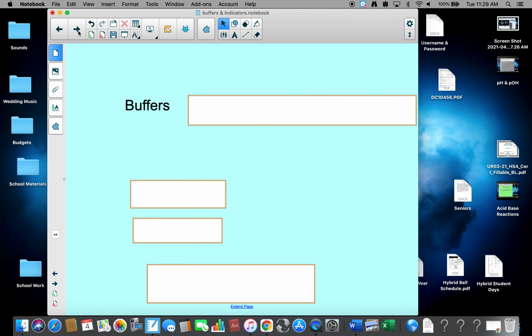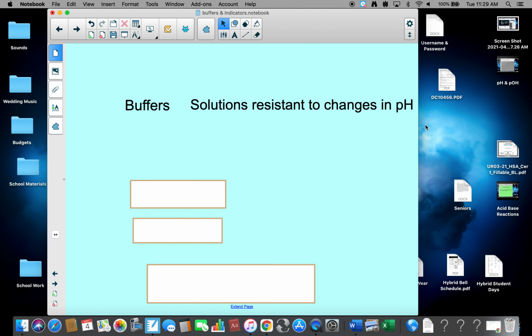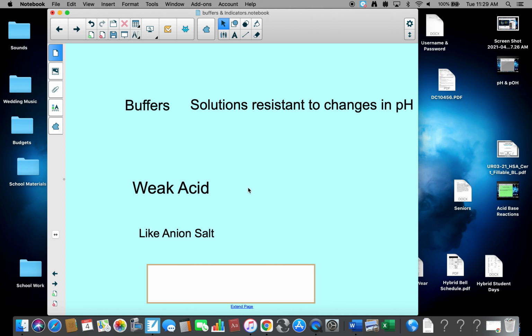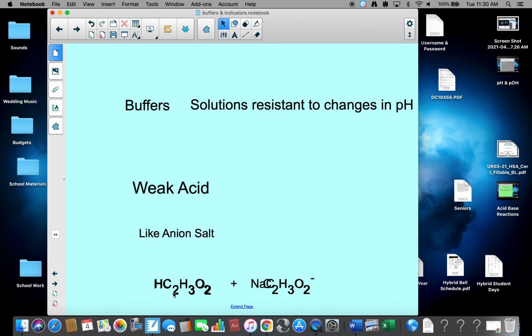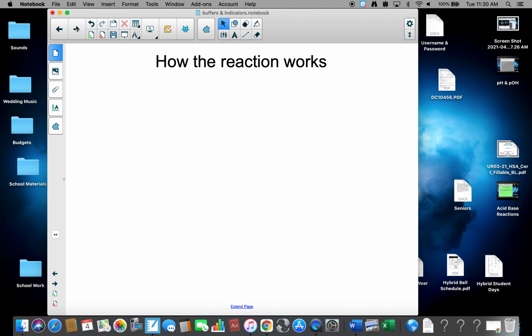All right, now we're looking at something called buffers. Buffers are solutions that are resistant to change in pH. In order to have a buffer, we're going to need a weak acid and a like anion salt. An example would be the weak acid, acetic acid, HC2H3O2, and a like anion salt, NaC2H3O2. Don't forget the negative. This is my like anion salt because it has C2H3O2 with sodium, and the weak acid is acetic acid. We'll discuss in class how the reaction works. It's something called the common ion effect, and we'll do that in class.